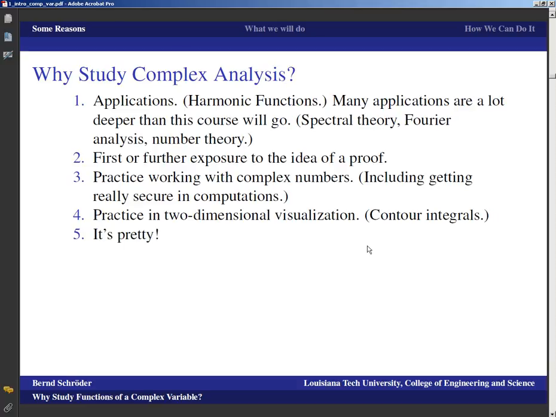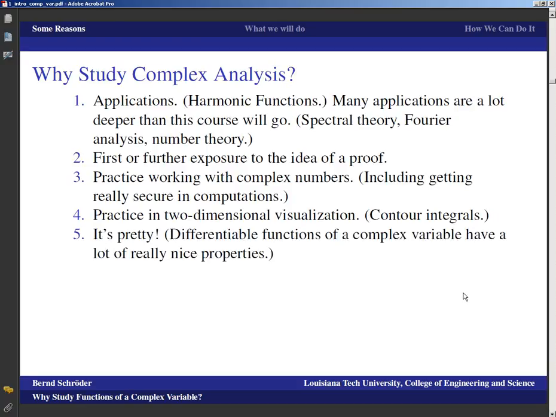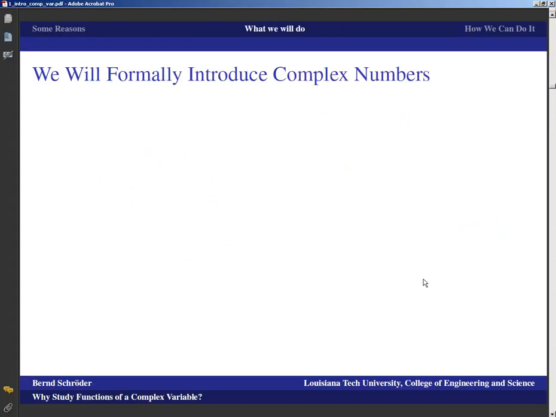And finally, and this is really a mathematical reason, complex analysis is extremely pretty. Whenever you do anything related to calculus, differentiability is pretty much the standard property that you demand of functions. Differentiable functions of a complex variable have a lot of nice properties that differentiable functions of a real variable simply don't have.